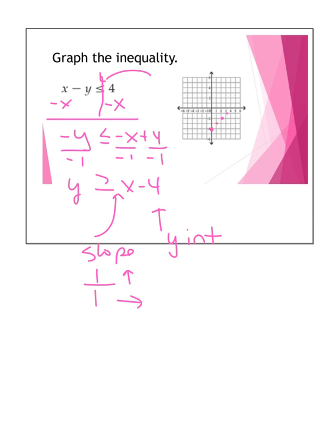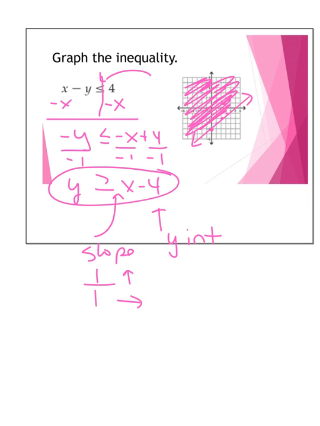So I'll take a solid line right through my points, and then I will draw an arrow on the end. And when I look at my final inequality, it says greater than or equal to, so I know my values are going to be above the line, so I'm going to shade.